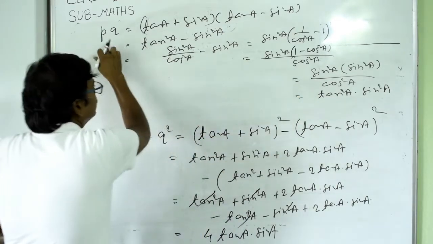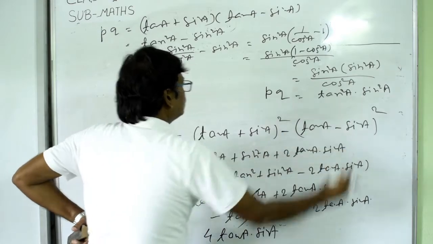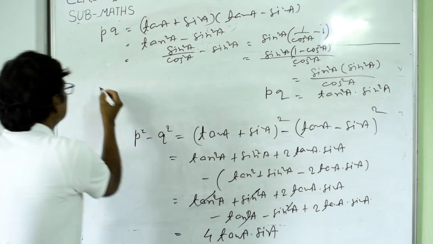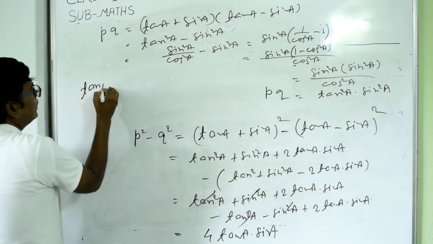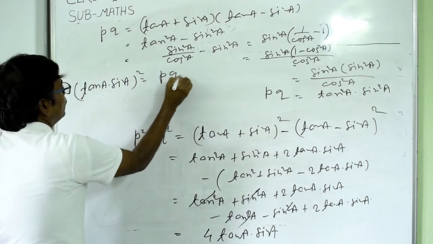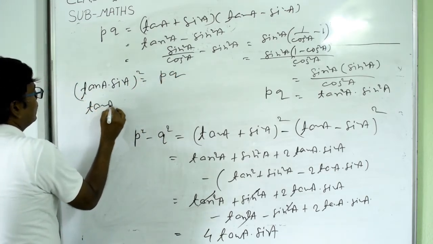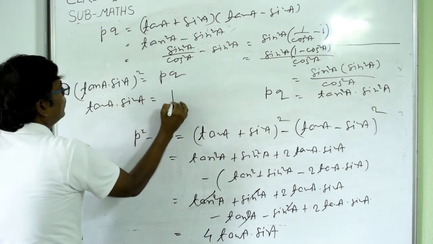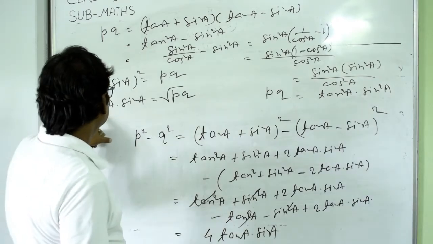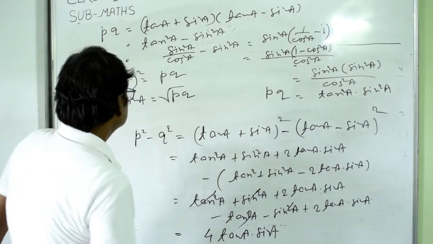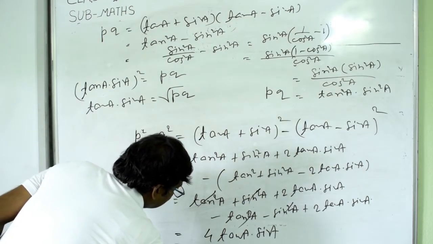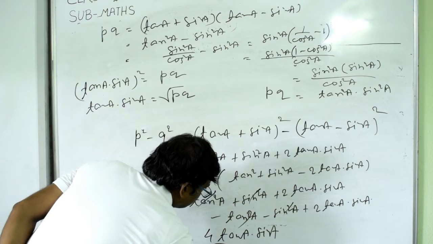Now that is PQ. PQ equals tan square A minus tan square A into sin square A. So here you can write (tan A into sin A) whole square equals PQ, then tan A into sin A equals under root PQ. So here we see that tan A into sin A equals under root PQ, which is equal to the RHS.